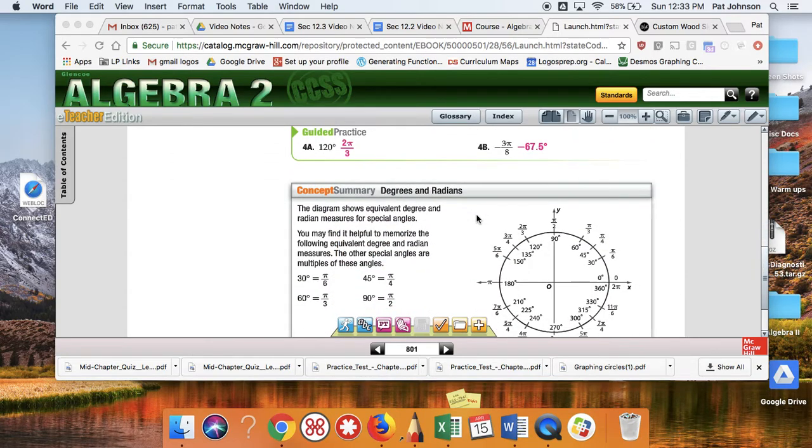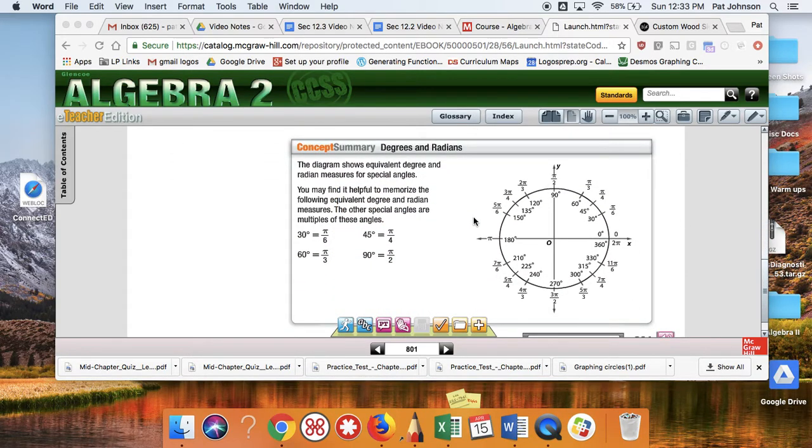So let's look at a summary of degrees and radians. This is called the unit circle, and you're going to have to memorize it and learn it. You should get familiar with it now instead of next year. So they give you some common special angles. They've got them in degrees, and they've converted to radians.